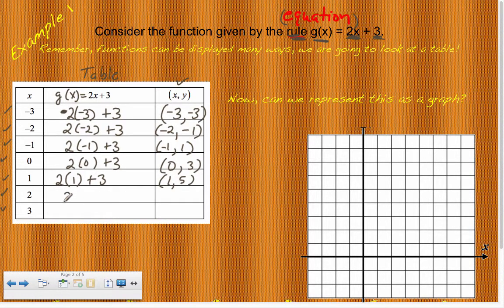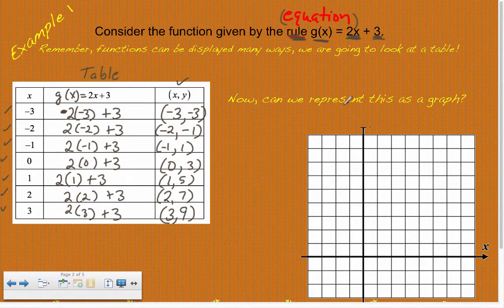This tells me to double and add 3. So when I put a 2 in, my answer is 7. And this one tells me to double and add 3. So 6 plus 3 is 9. So when I put a 3 in, my answer is 9.